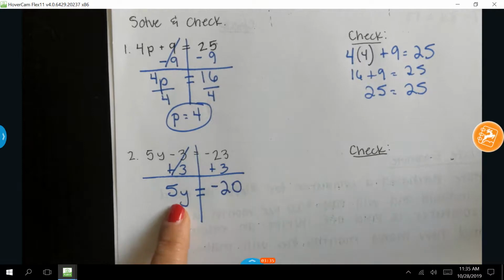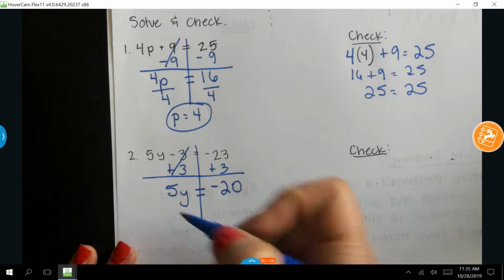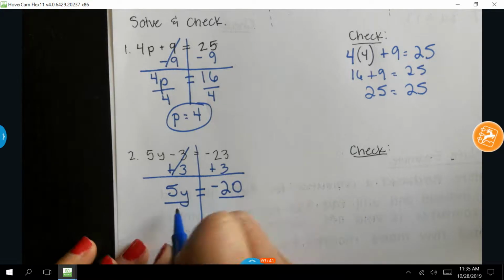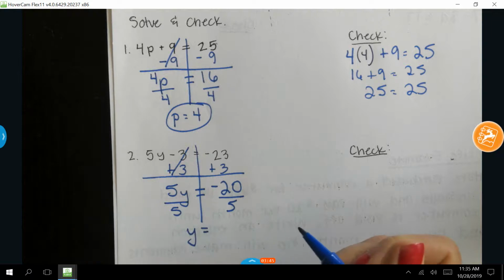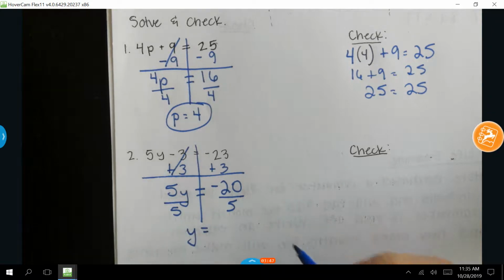And this is still multiplication. So how do we undo multiplication? Division. So we're going to divide both sides by what? 5. Very good. And what does y equal? Negative 4. And here's the thing.